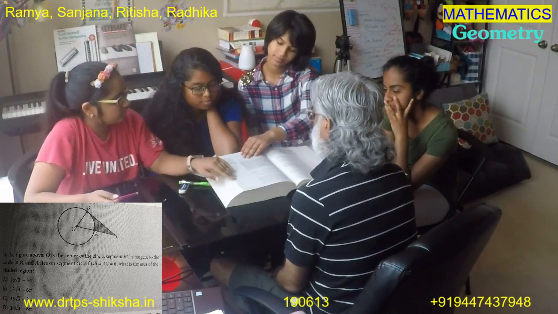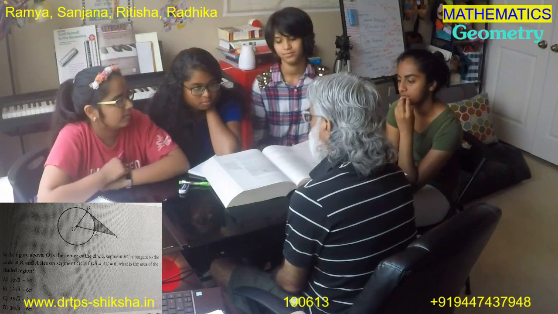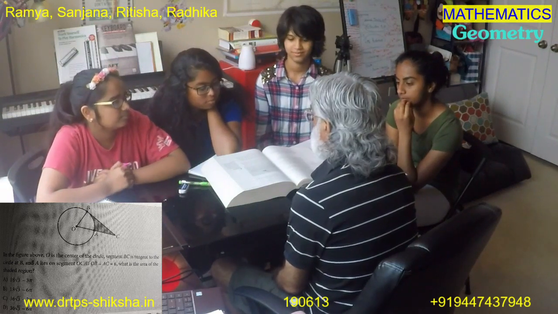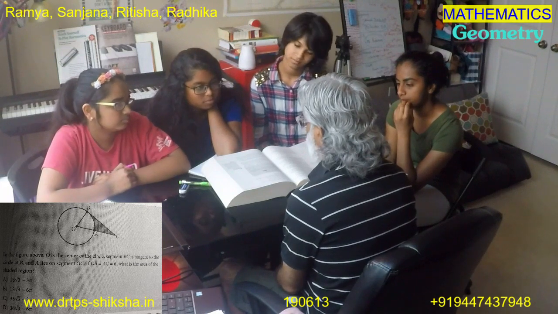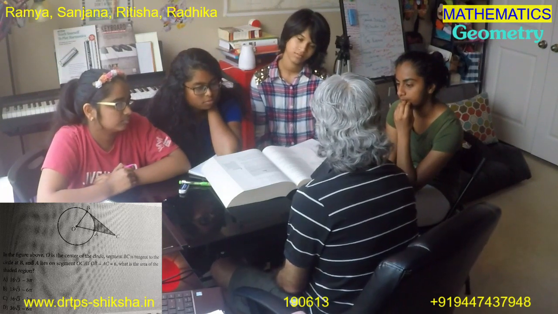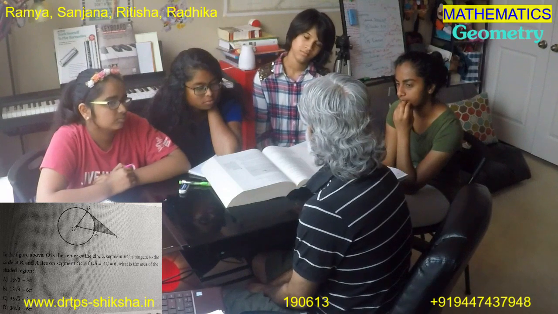So what are we doing now? These are all triangle-circle relations, not only trigonometry. There are a lot of relationships between triangle and circle. Correct?